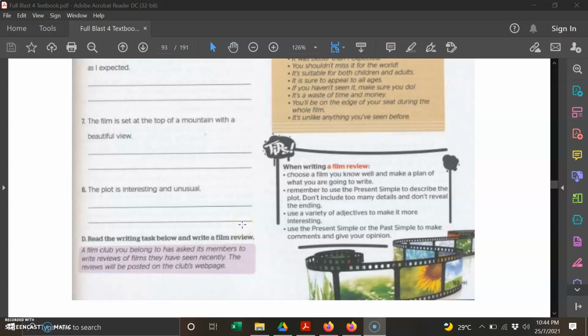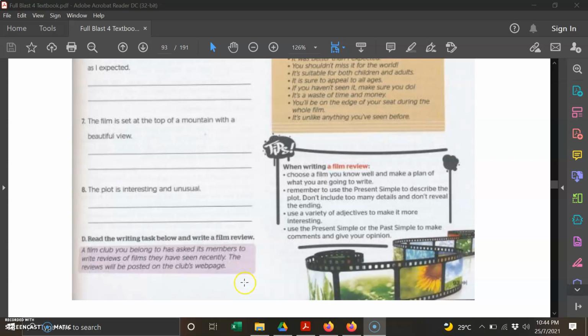So this time around, we are going to continue with our PDPR and the next part is on writing tasks. So let's take a look at the exercise on page 93. Further down, go to questions D. So the question here is, read the writing task below and write a film review.